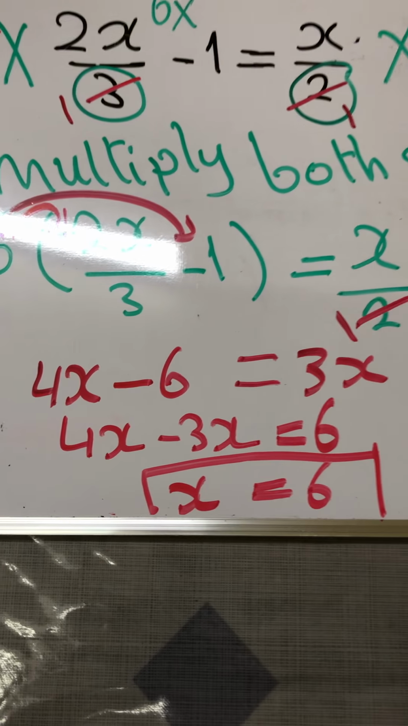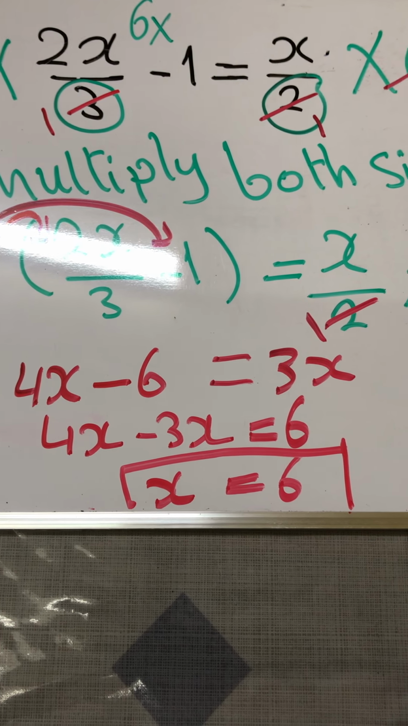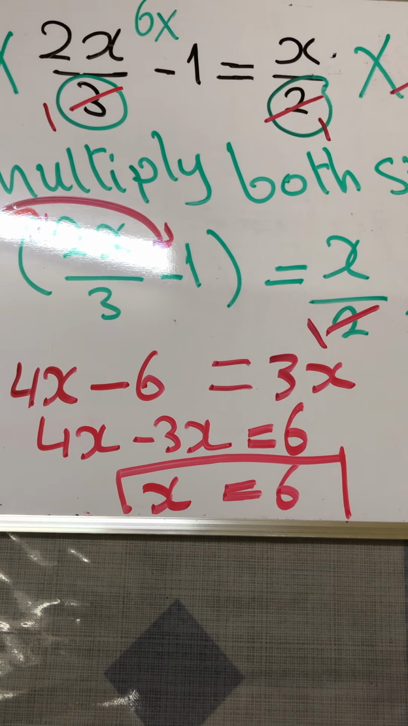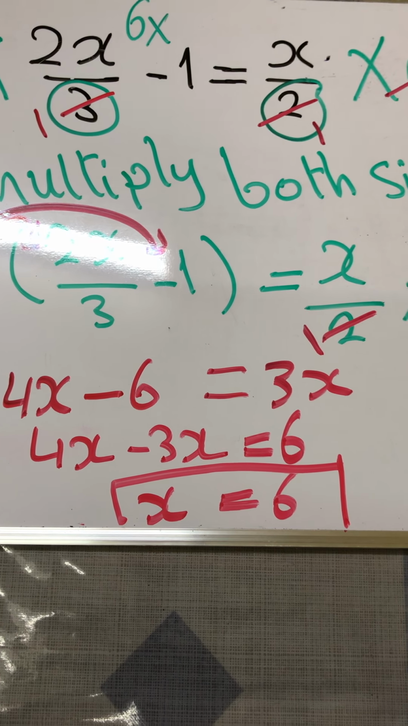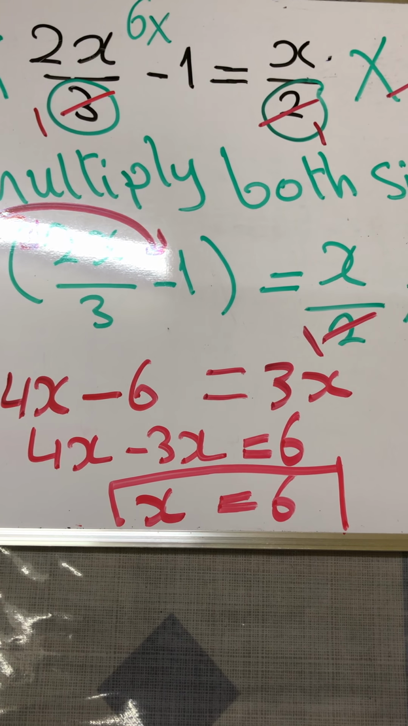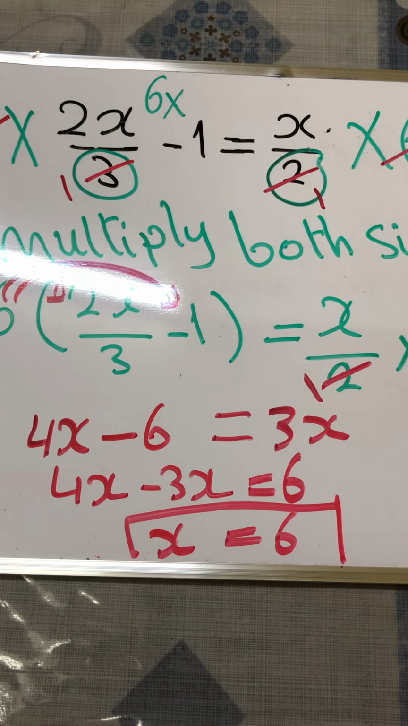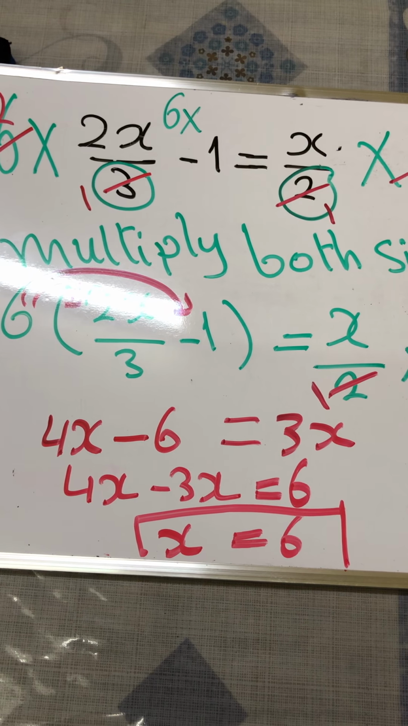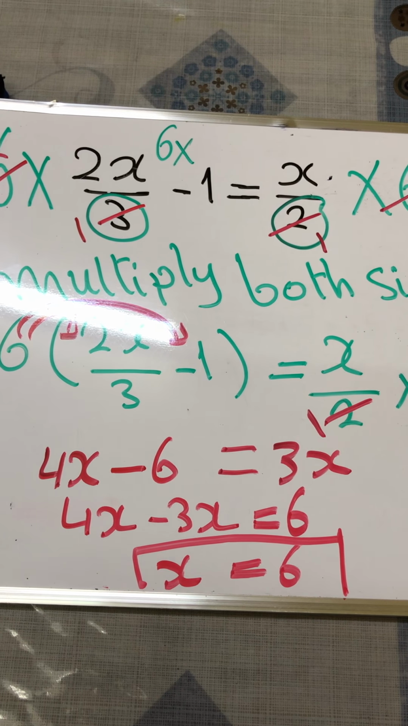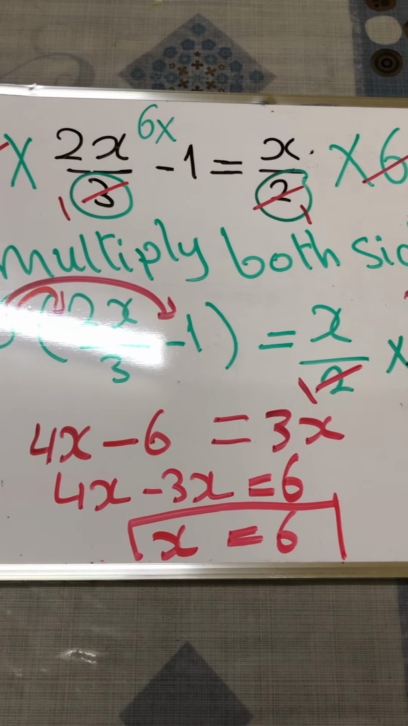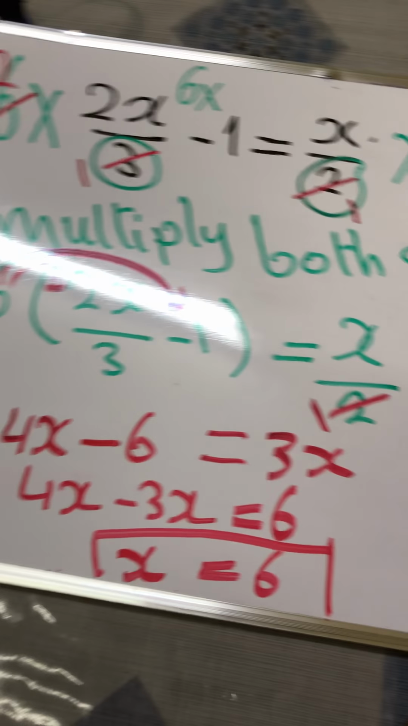Now the equation, as you see, is 4x minus 6 equals 3x. I'll transfer 3x to be with 4x on one side and negative 6 to the other side. So x equals 6. You can check by substituting x equal to 6, and you will find the same answer. Go to another example.